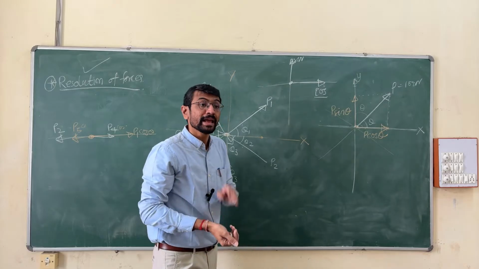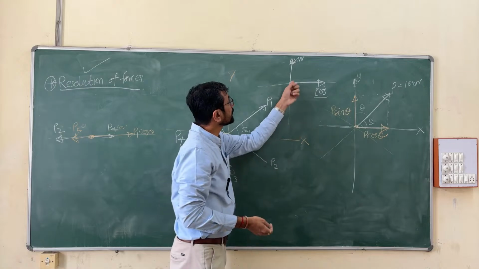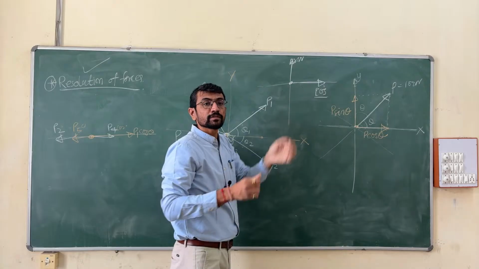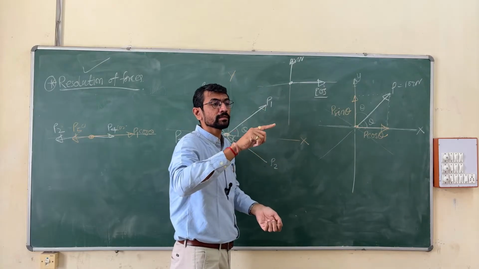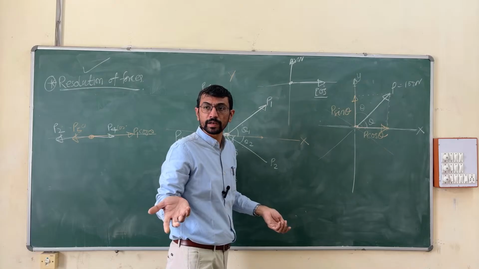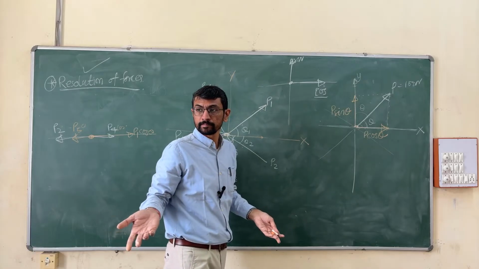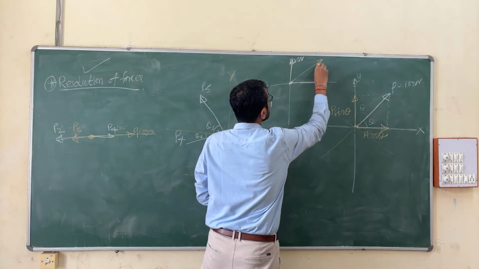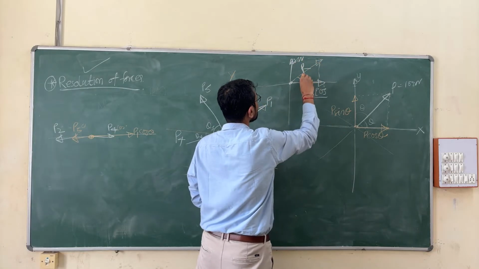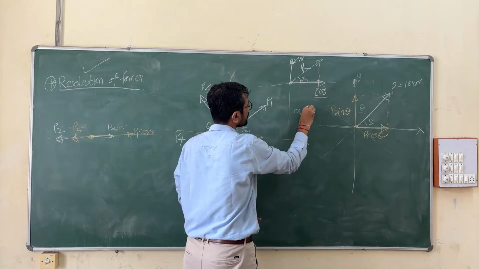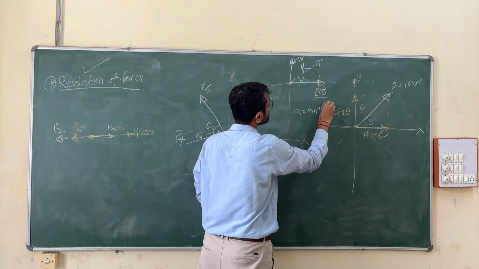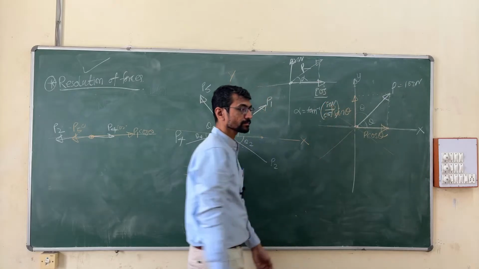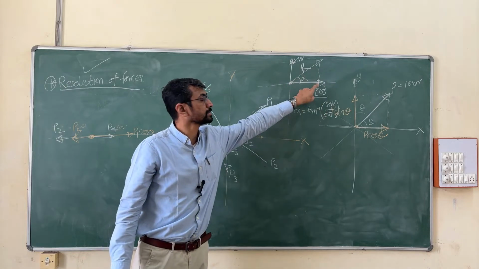Law of parallelogram. And more simply, here the angle is 90 degrees, so the cos component will vanish. In the equation of parallelogram, R square is equal to P square plus Q square plus 2PQ cos theta, right? So directly you can calculate your final R, and the angle will be tan inverse of the sine component upon the cos component.